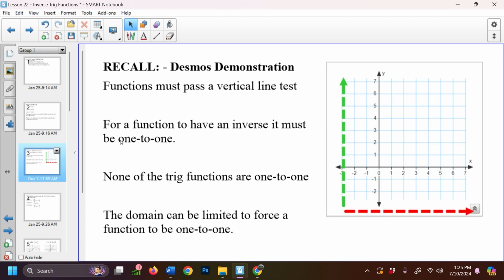Let's recall a few things about inverse functions. Regular functions must pass a vertical line test. Inverse functions must be one-to-one. So let's talk a little bit about one-to-one functions, and we're going to use a Desmos demonstration here. Note, none of the trig functions are one-to-one. We are going to limit the domains for all of these to force those functions to be one-to-one. Let's go to Desmos and review what a function is and what a one-to-one function is.